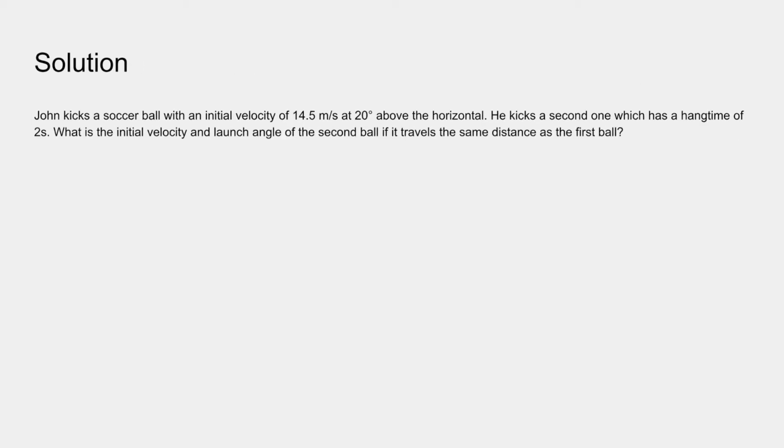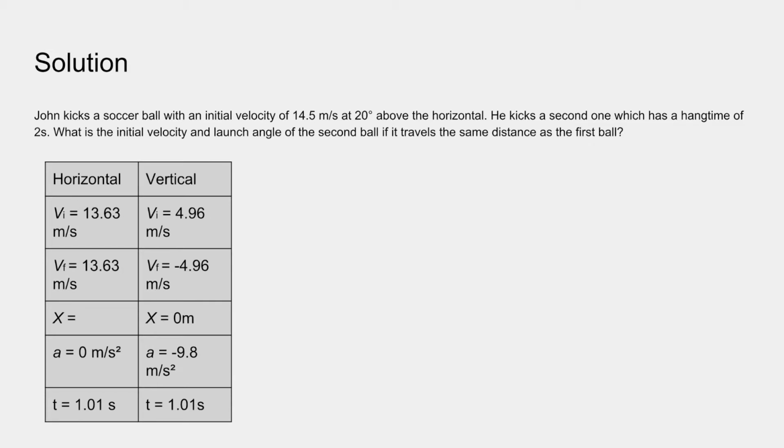So when we fill in our chart, we now have that the time is 1.01 seconds, and that will be the same on both sides. When we are solving for the horizontal displacement, we have the displacement equation, which is the initial velocity times time plus 0.5 acceleration times time squared. Since acceleration is 0 in the horizontal component, this is just going to cancel. So you're left with the displacement equals initial velocity times time.